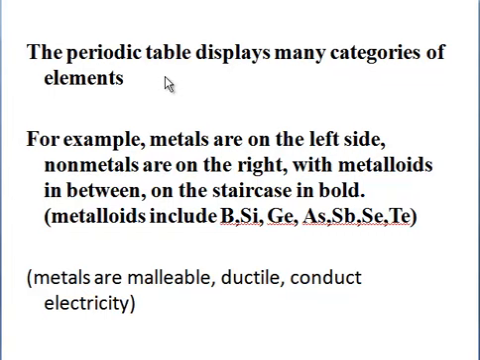The periodic table displays many categories of elements. For example, metals are on the left side of the periodic table. Remember, metals are malleable, ductile, and conduct electricity. Nonmetals are on the right-hand side of the periodic table, with metalloids in between on the staircase in bold. Metalloids include boron, silicon, germanium, arsenic, antimony, selenium, and tellurium, and have some of the properties of metals and some of the properties of nonmetals.